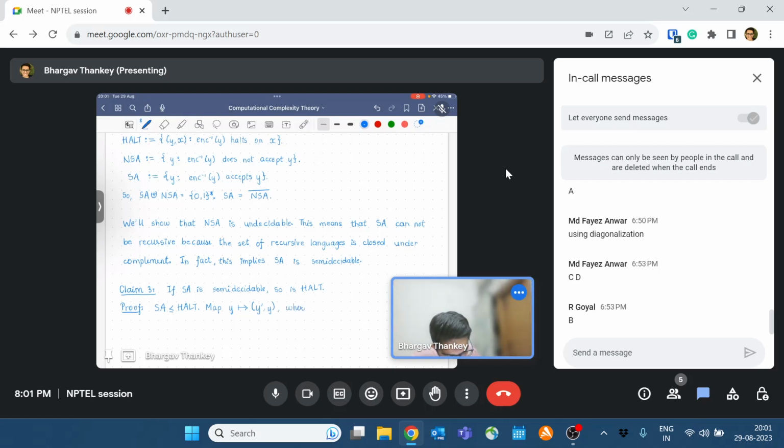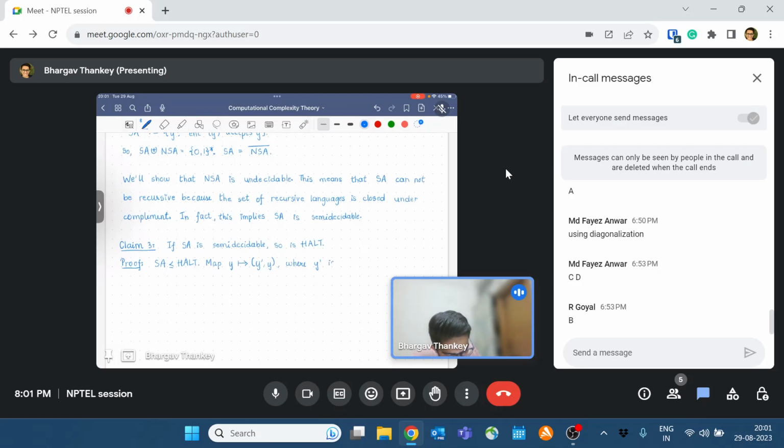Where y prime is the encoding of the TM obtained from the TM encoded by y by modifying it to go into an infinite loop when it rejects. So in case you are writing something on this, is it visible now? Yeah. Fine.